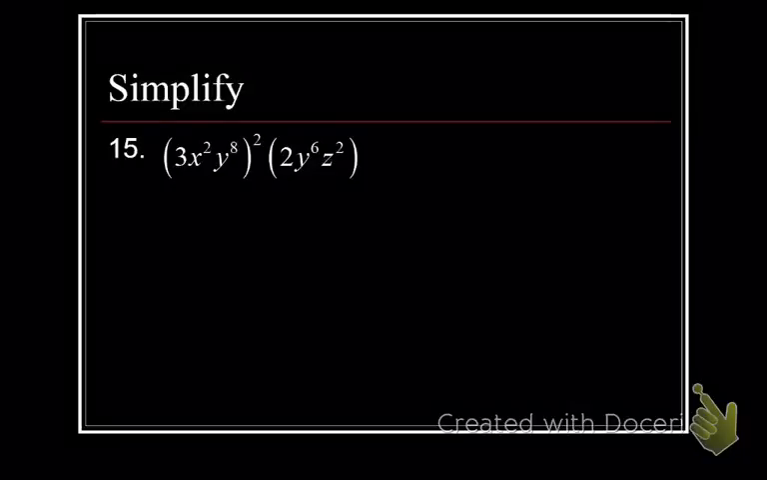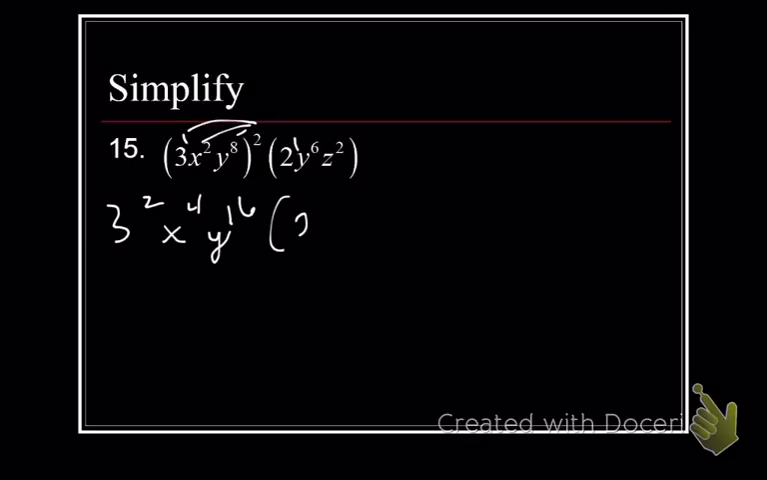All right, so what'd you come up with? Remember that we have exponents on the 3 and the 2. Exponents are 1, and we're going to distribute this power, right? So we get 3 squared, x to the 4th, y to the 16th, times 2 to the 1st, y to the 6th, z squared.